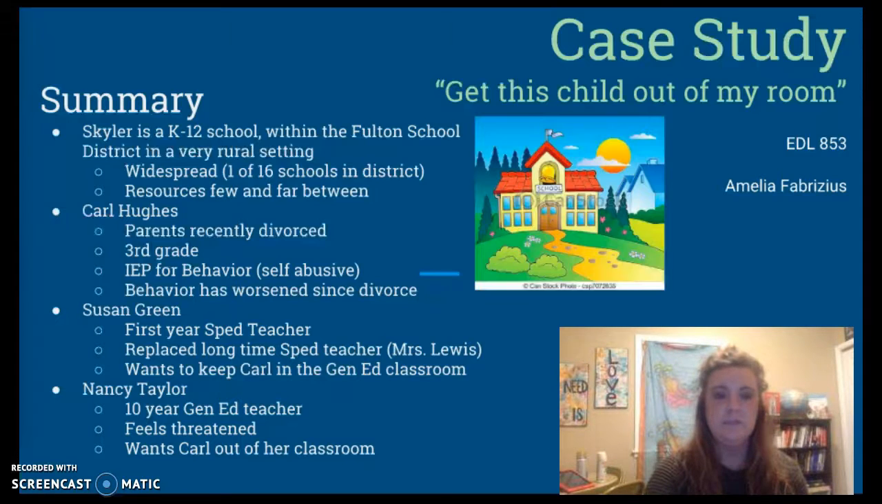Nancy Taylor is Carl's classroom third grade teacher. She is in her 10th year of teaching, and she is seen as a respectable teacher within the building. She, however, has recently felt threatened by Carl and wants him out of her classroom and dealt with as things had been dealt with in the past with the old special education teacher.